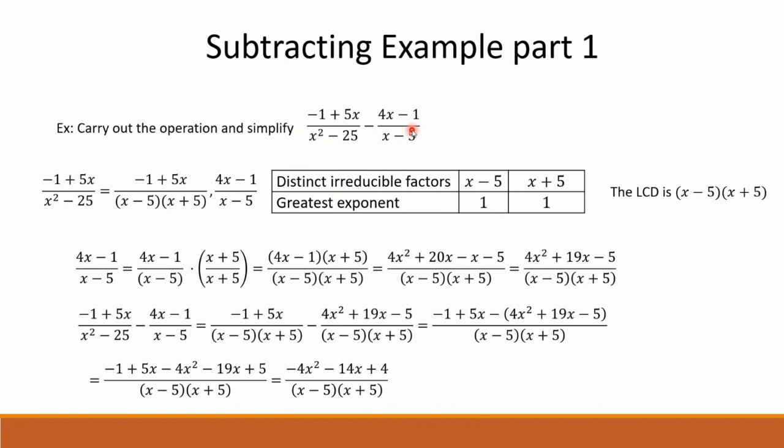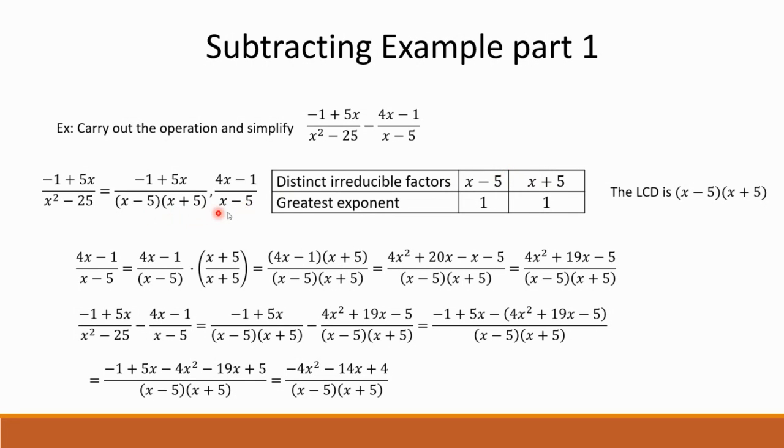X squared minus 25, right? You can factor that. We have seen that. It's a difference of two squares. So we factor it, as you can see. So now we have these two. What's the LCD? Well, here the factors are x minus 5 and x plus 5. Here we have x minus 5. So we list the factors: x minus 5 and x plus 5. We don't list x minus 5 more than once.